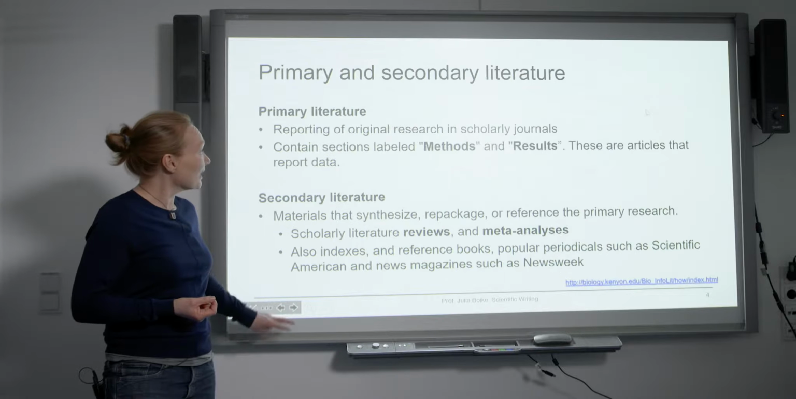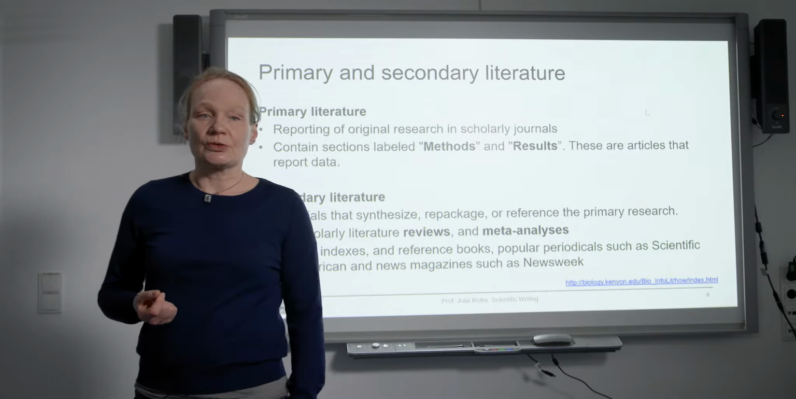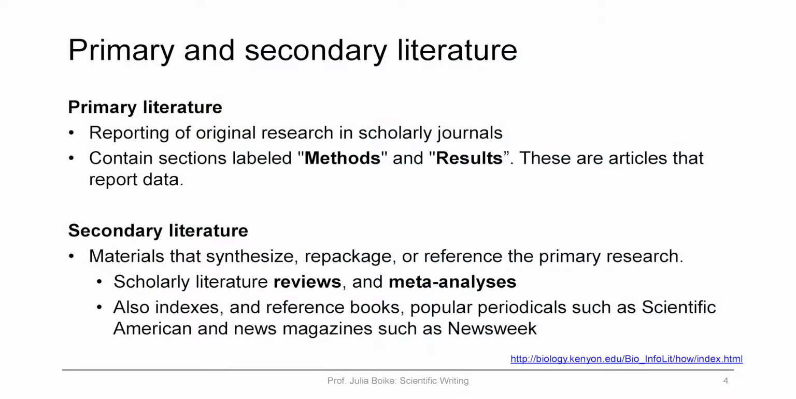We divide it between primary and secondary literature. So again, the primary literature reports original research in scholarly journals, and it contains sections labeled like methods and results. These are articles that report data, and you remember the IMRAD structure, this is typical for this. Then the secondary literature is material that synthesizes, repackages, or references the primary research. For example, reviews and meta-analyses are included in this. Also indices and reference books, popular periodicals and so on, such as newswork, are also counted as secondary literature.